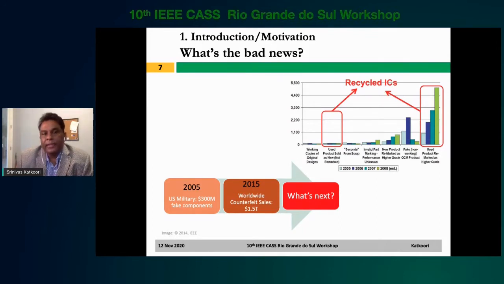And then there is also the problem of recycled components, where old components are refurbished, put in new packages, and remarked as though they are new. And clearly, we just had a talk about failures, and failures obviously occur more as devices age. So this is also a big problem.